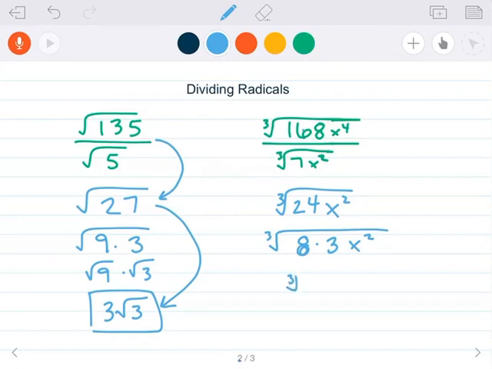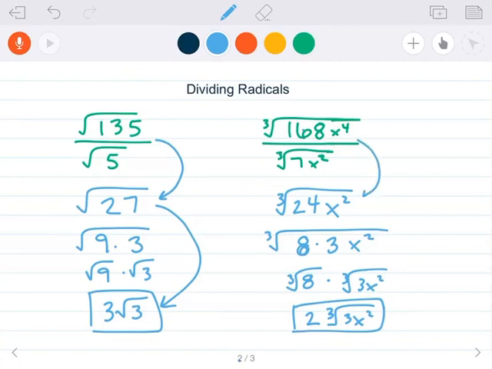So the cube root of 8 becomes 2. I'm not going to be able to do anything with the cube root of 3 or the x squared part because if I only have 2 x's, I cannot make a nice group. So, sorry, that's kind of sloppy. Let me do that again. All right, so we would have 2 times the cube root of 3x squared. So again, I divided it first, then I worked on simplifying. So hopefully that helps you out a little bit with multiplying and dividing radicals.